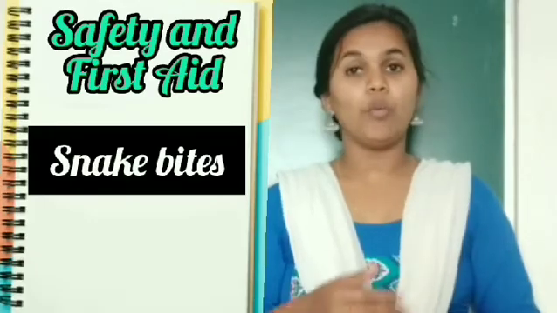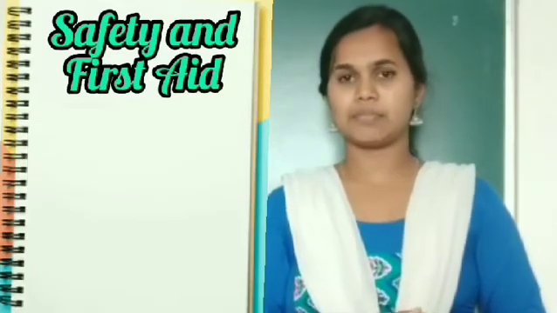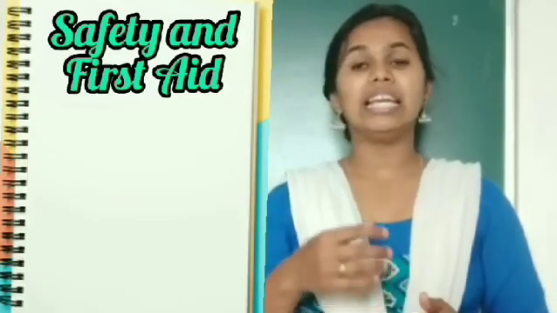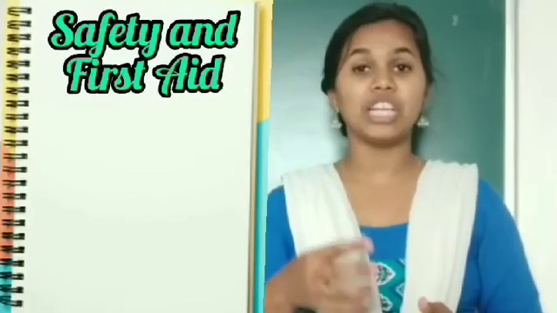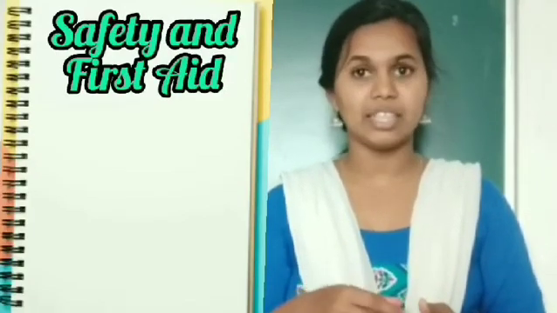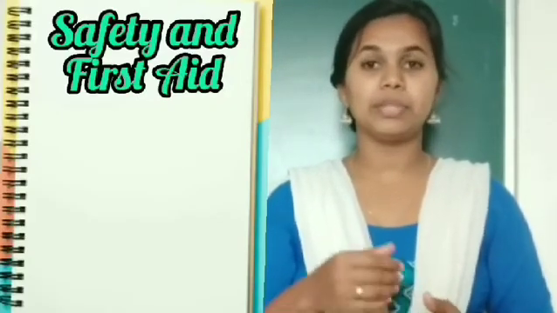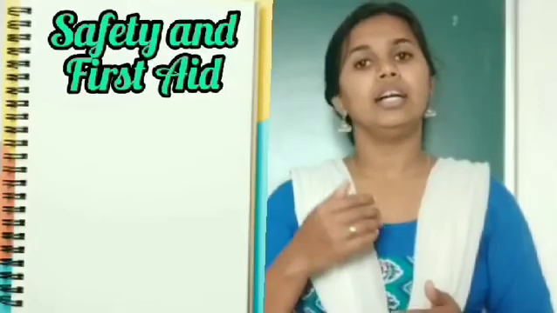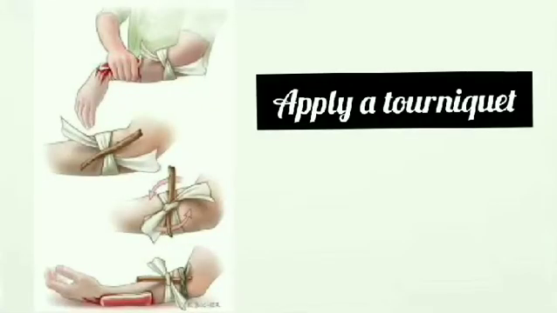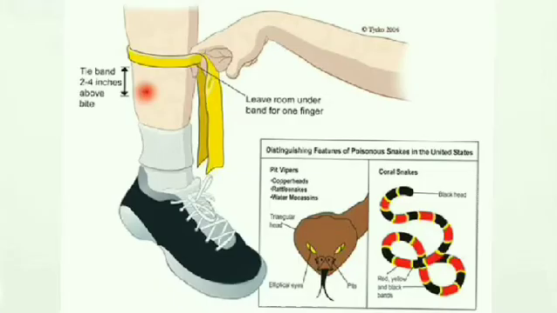Next we'll see what we can do for snake bites. A poisonous snake injects poison with its sharp fangs or sharp teeth, causing a lot of pain and swelling. Treatment must be given immediately as the poison can kill. So we have to apply a tourniquet just above the bite to stop the flow of blood to the heart. This may help to slow down the spread of the poison. Immediately rush the victim to a doctor.